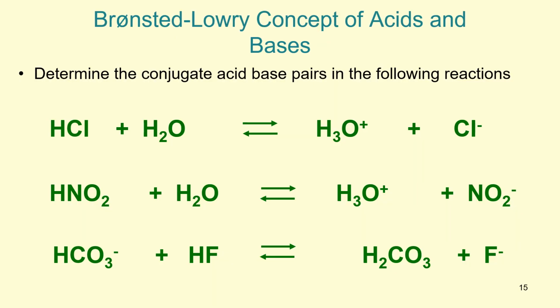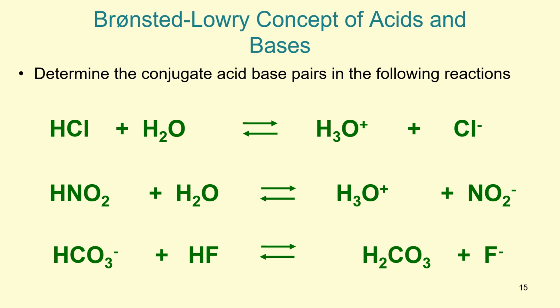Okay, so let's do a few examples. You might want to pause the video for a minute and figure it out for yourself, and then replay it and see what the answers are. So determine the conjugate acid-base pairs in the following reaction. A lot of times you can't tell, you have to do it by inspection. Again, take a pause, see if you can figure out what they are, and then come back.